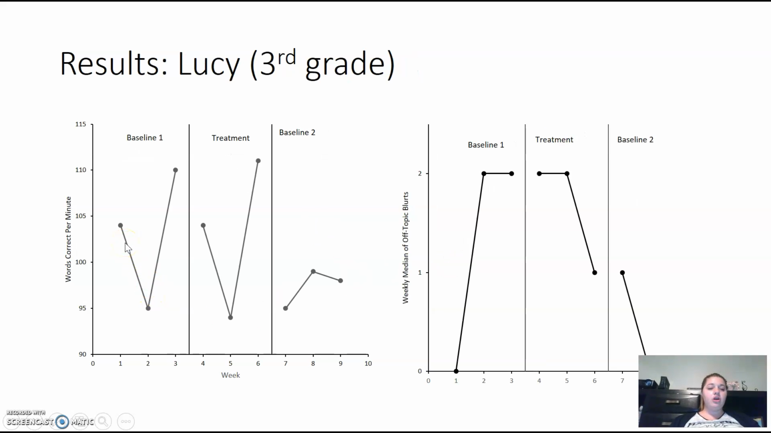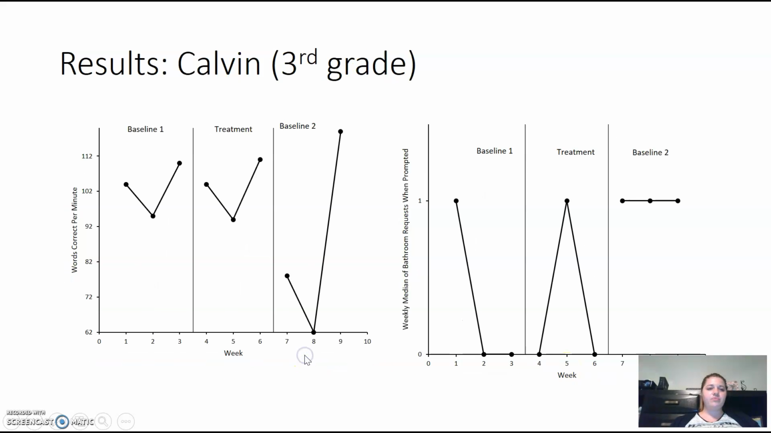My third grade girl, her reading remained about the same and was a little lower in the second baseline. In her behavior, she had off-topic blurts during her math block. When we implemented the data sheet in the baseline, her blurts decreased quite a bit and then decreased a lot in the second baseline. With my other third grader, his reading stayed about the same, then fluctuated more in the third baseline. We wanted his behavior to increase, so it was sustained very well in the second baseline.